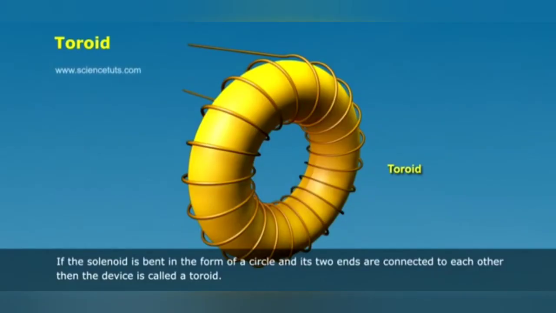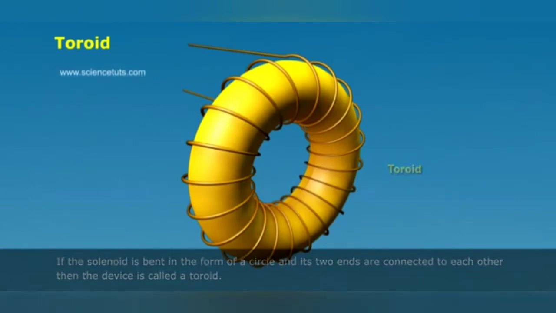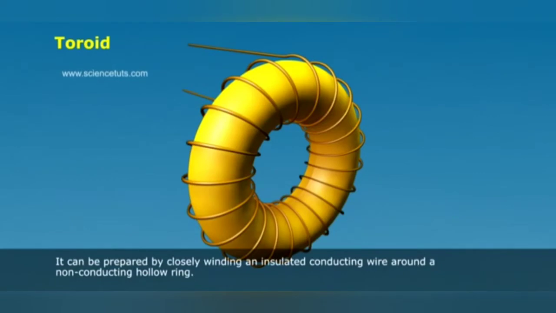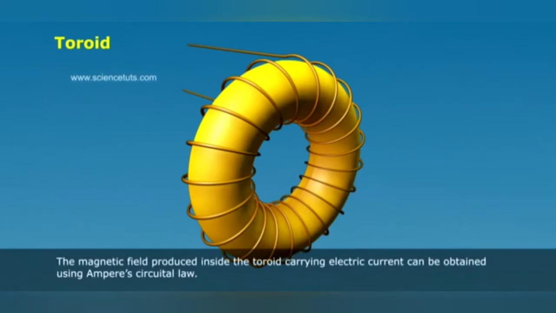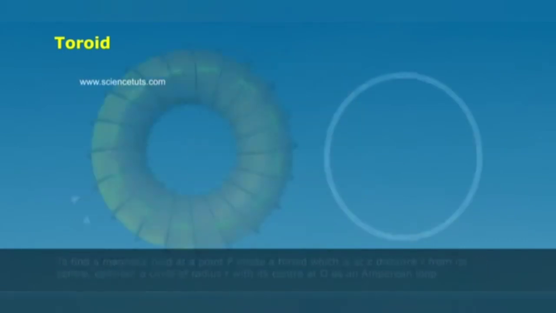Toroid. If the solenoid is bent in the form of a circle and its two ends are connected to each other, then it is called a toroid. It can be prepared by closely winding an insulated conducting wire around a non-conducting hollow ring. The magnetic field produced inside a toroid carrying electric current can be obtained by using Ampere's circuital law.